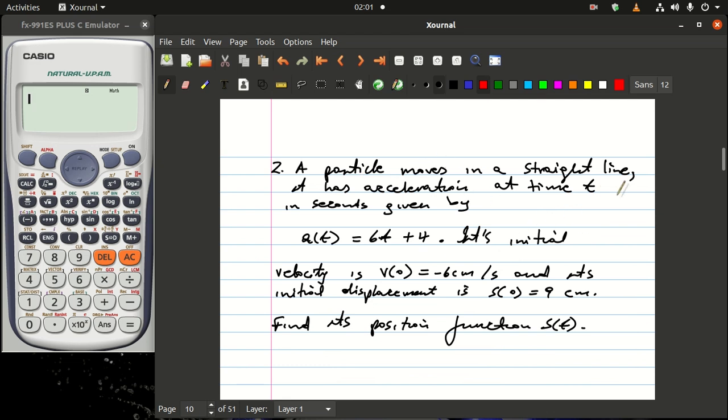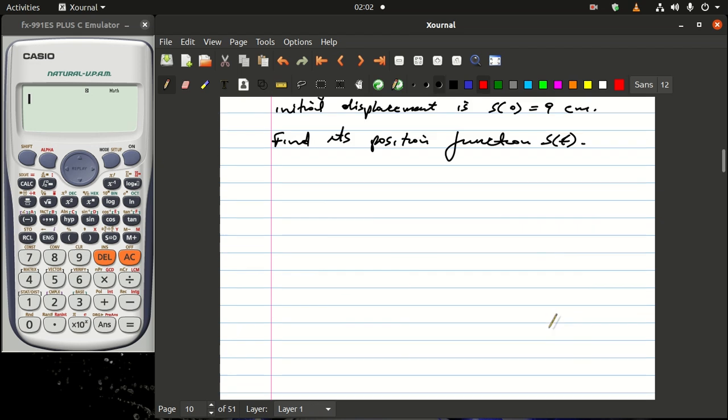A particle moves in a straight line. It has acceleration at time t in seconds given by a of t is equal to 6t plus 4. Its initial velocity is v0 is equal to that, and its initial displacement is given by that. Find its position function. If you remember, the velocity was actually the first derivative of the position, and the acceleration was actually the second derivative of the position function. So we're going to do the same thing here. Our solution is going to be straightforward, of course.